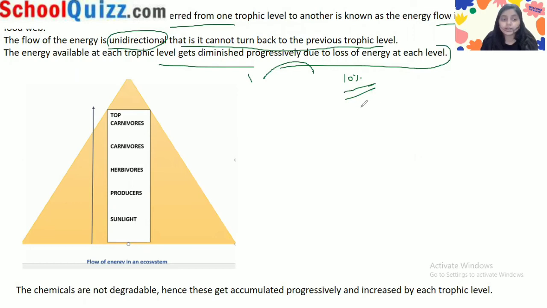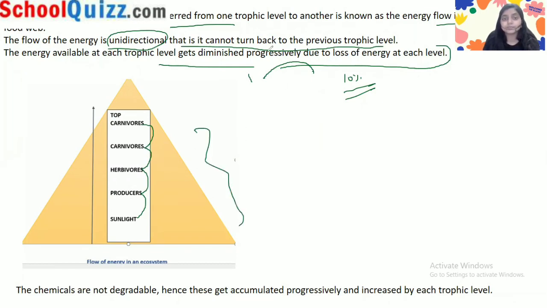So at each trophic level the energy will be lost, and the 10% energy law will be followed, right? So you have to draw the flow of energy in an ecosystem. This type you can draw, like from the sunlight, the producers gain the energy from the sunlight, and from the producer it is transferred to the herbivores, then carnivores, then top carnivores, right? So this is how the energy flows in an ecosystem. So you can draw this diagram.